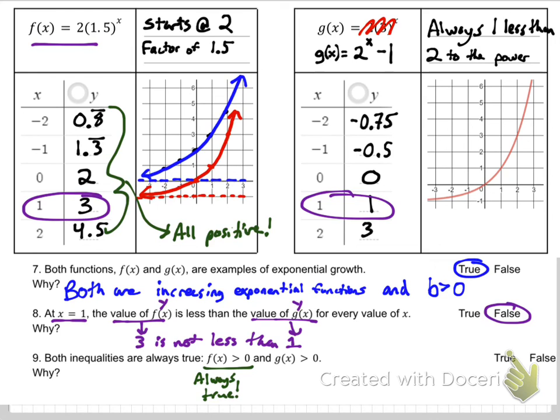That's always true. But if we look at g of x, notice already I've circled one where the y value is negative. So this statement is not always true. And you see on the graph it goes below the x-axis. That means there are y values, in other words, g of x, that are not positive. So this statement is false.